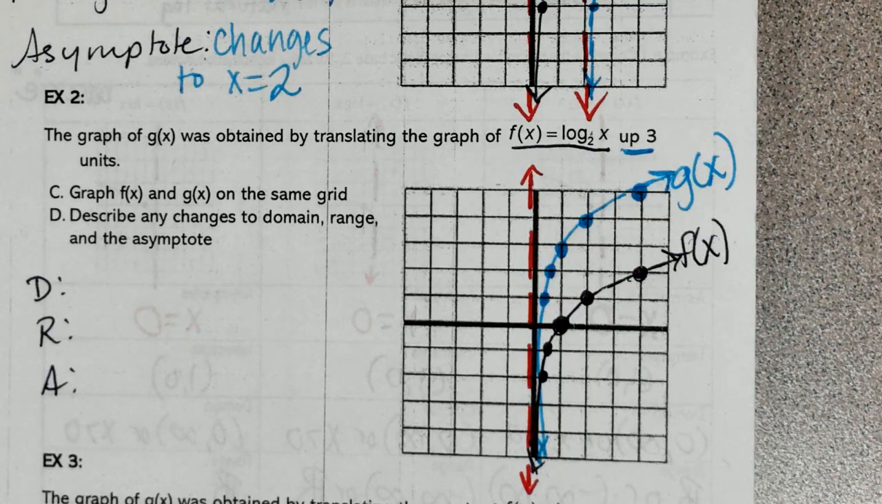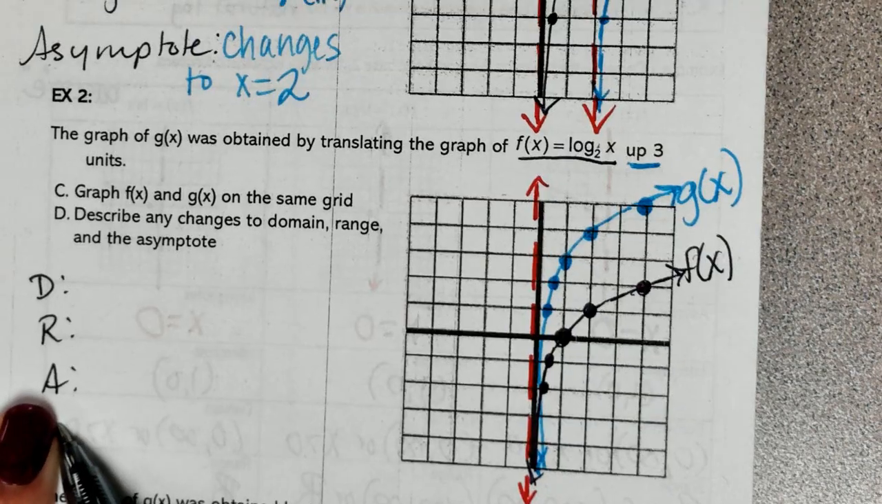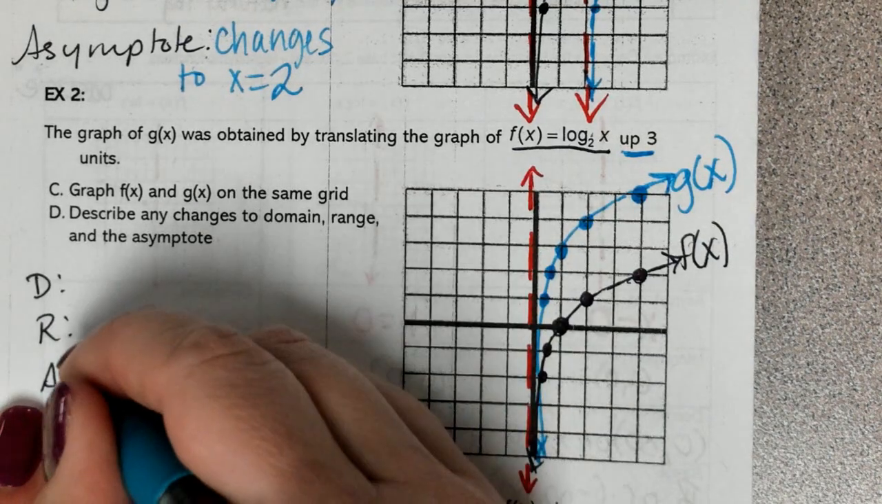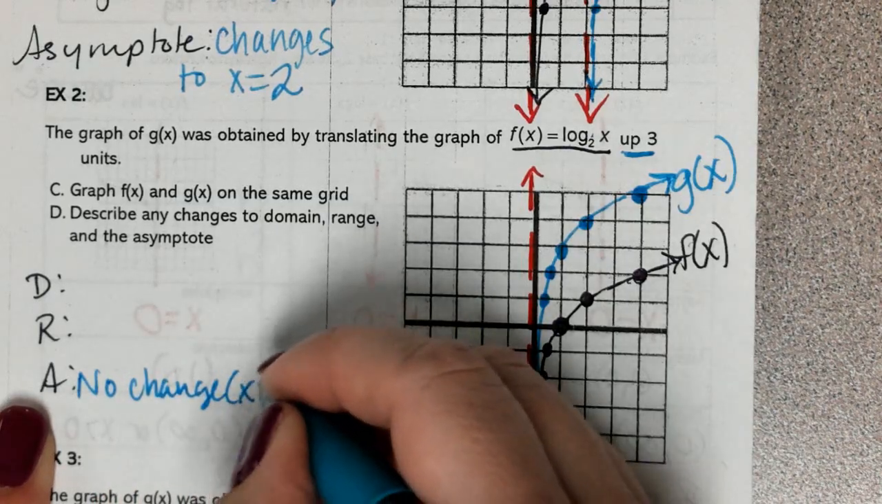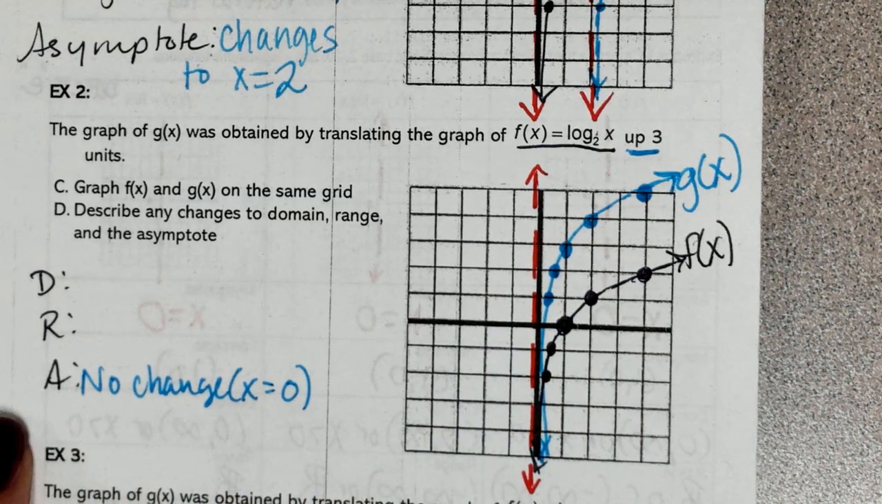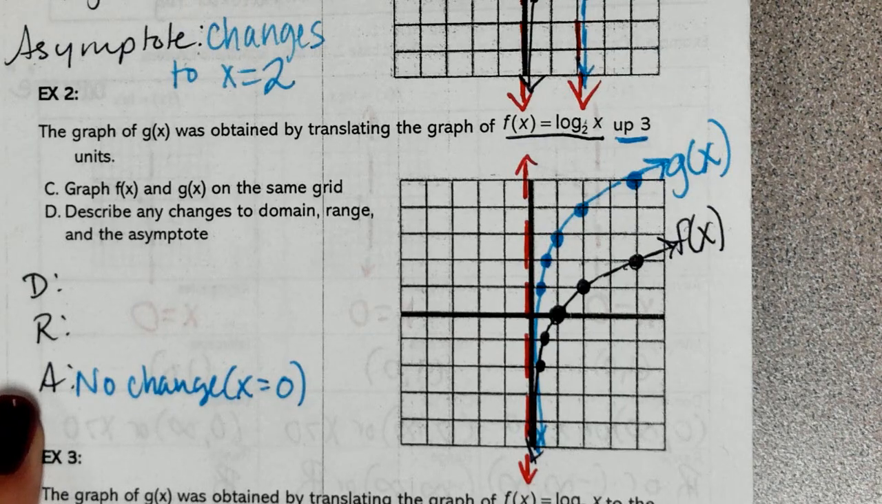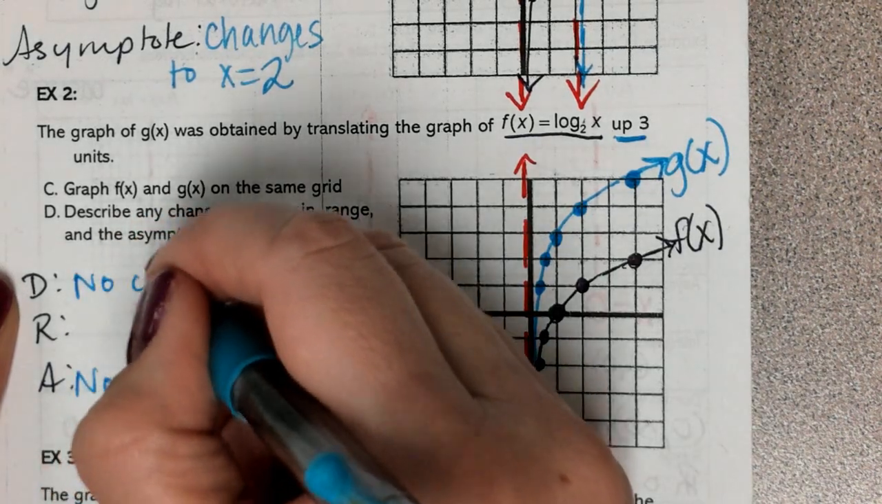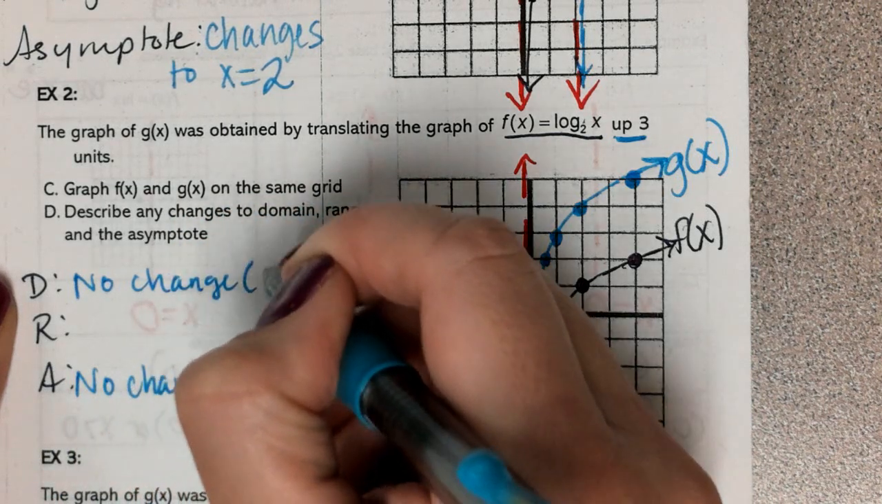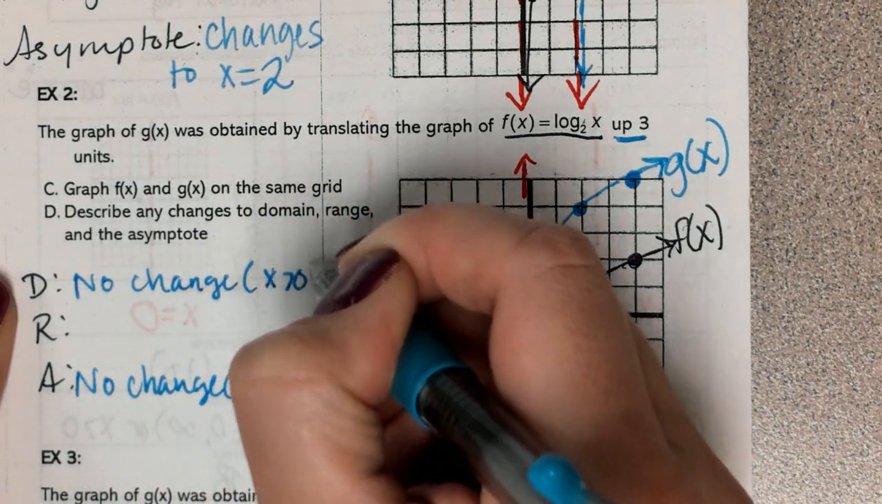Let's start with the asymptote. Does the asymptote change at all? No. No change. It's still at x equals 0. Okay. So if the asymptote didn't change, that means the domain didn't either, right? So no change, it's still x is greater than 0.